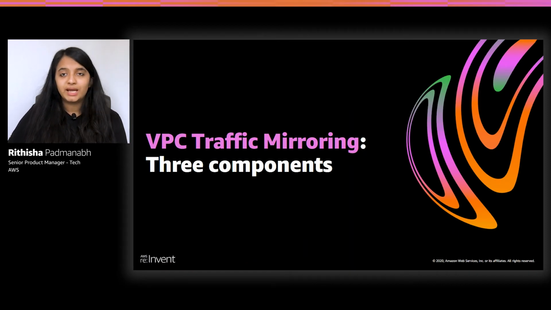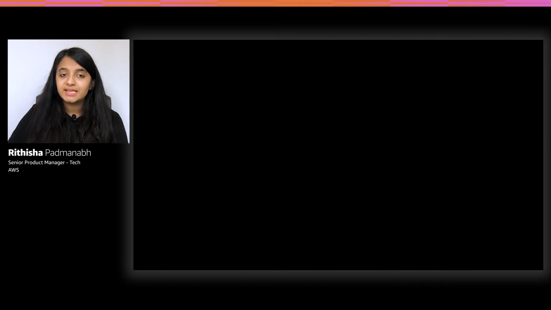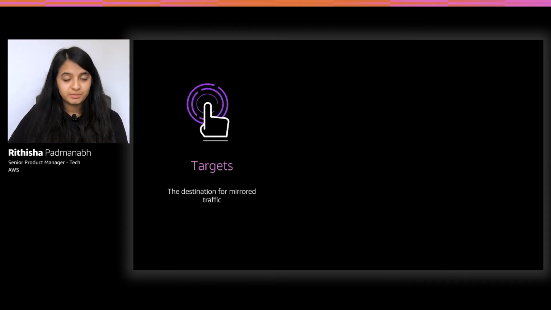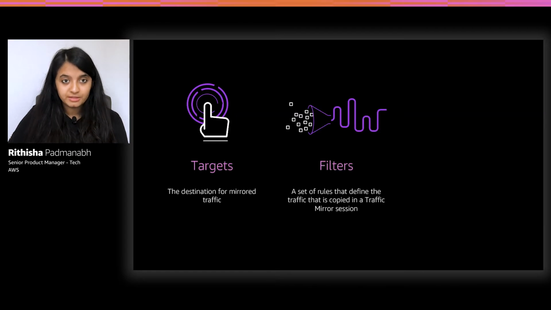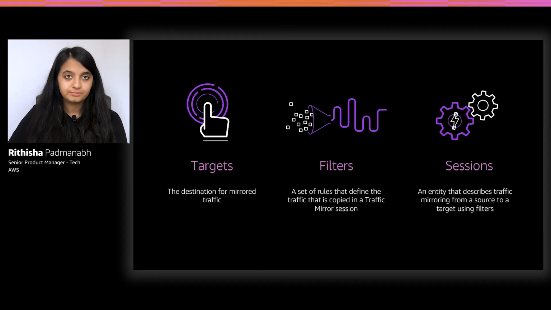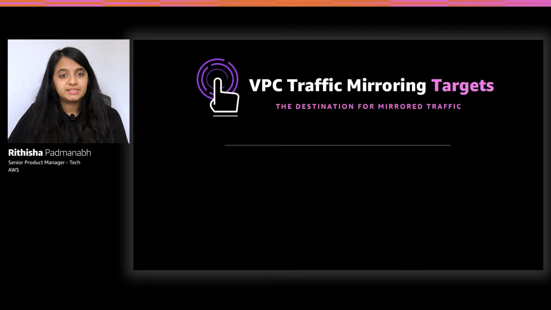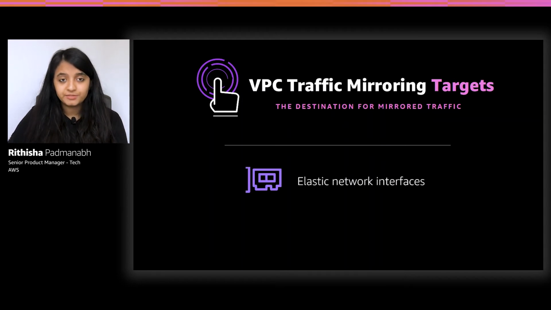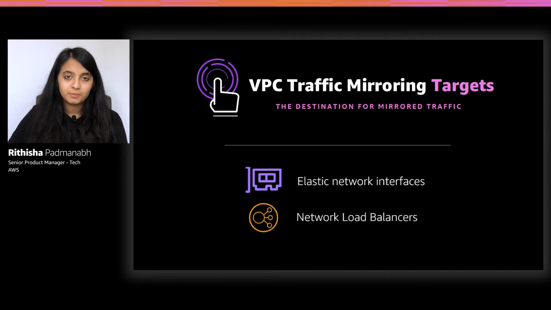Let's now take a look at how you can actually configure traffic mirroring. So there are essentially three main components in traffic mirroring: the traffic mirroring target, the filter, and the session. Now let's take a look at each of these in detail. Your traffic mirroring target is essentially the destination of your mirror traffic, and it can either be an elastic network interface that is attached to another instance, or it could be a network load balancer.